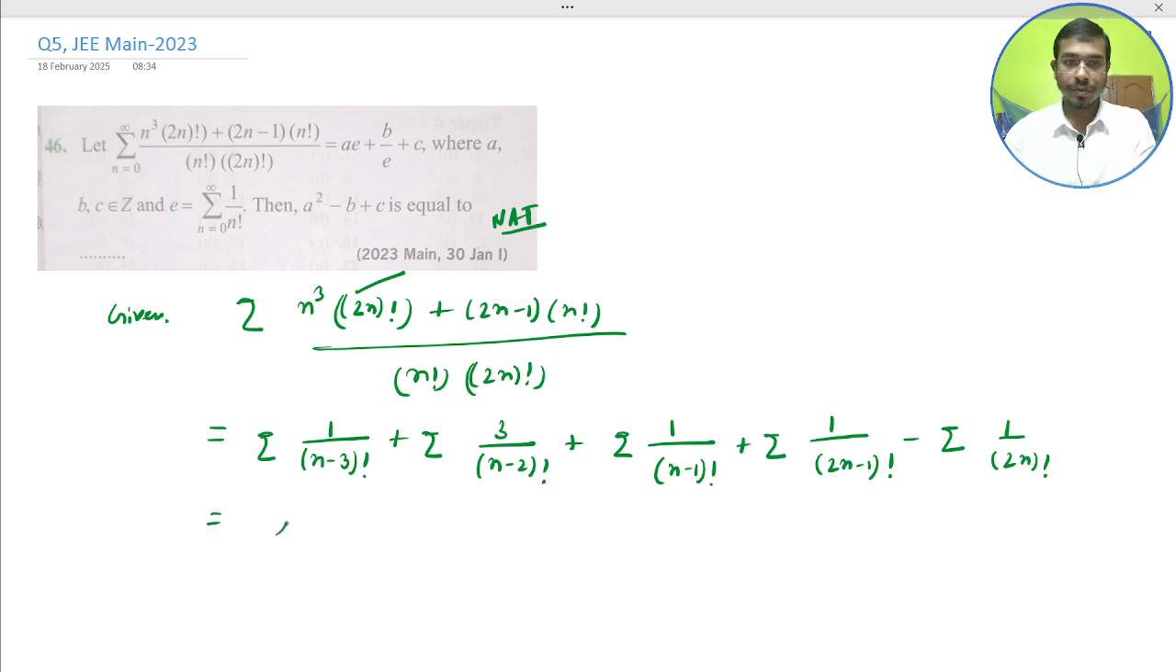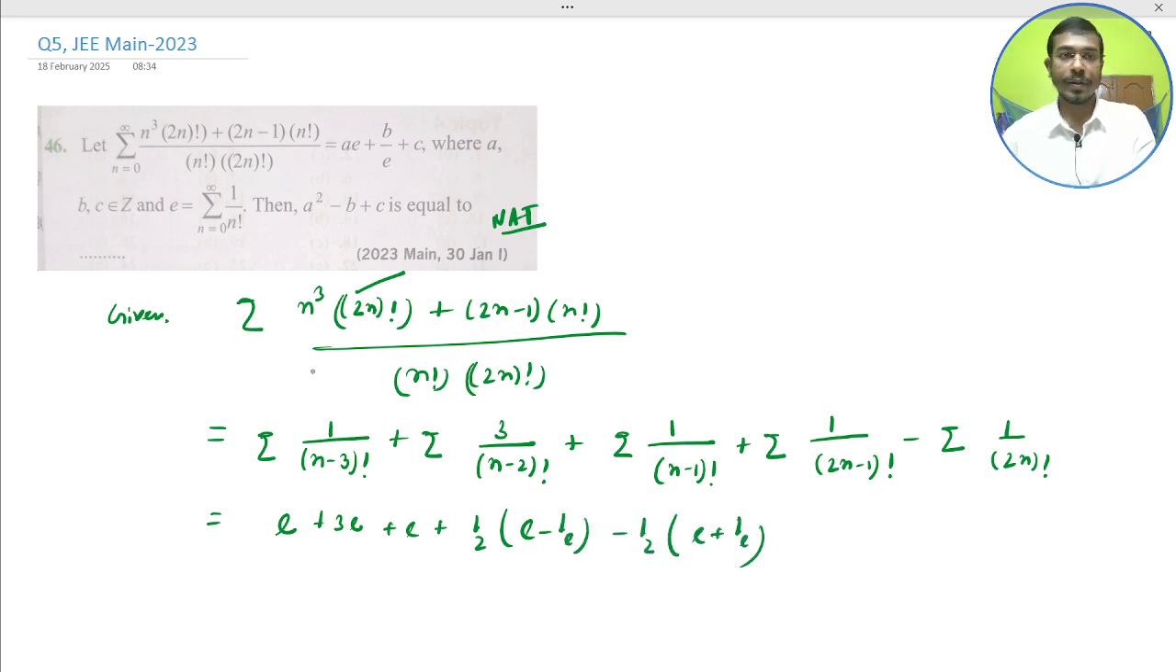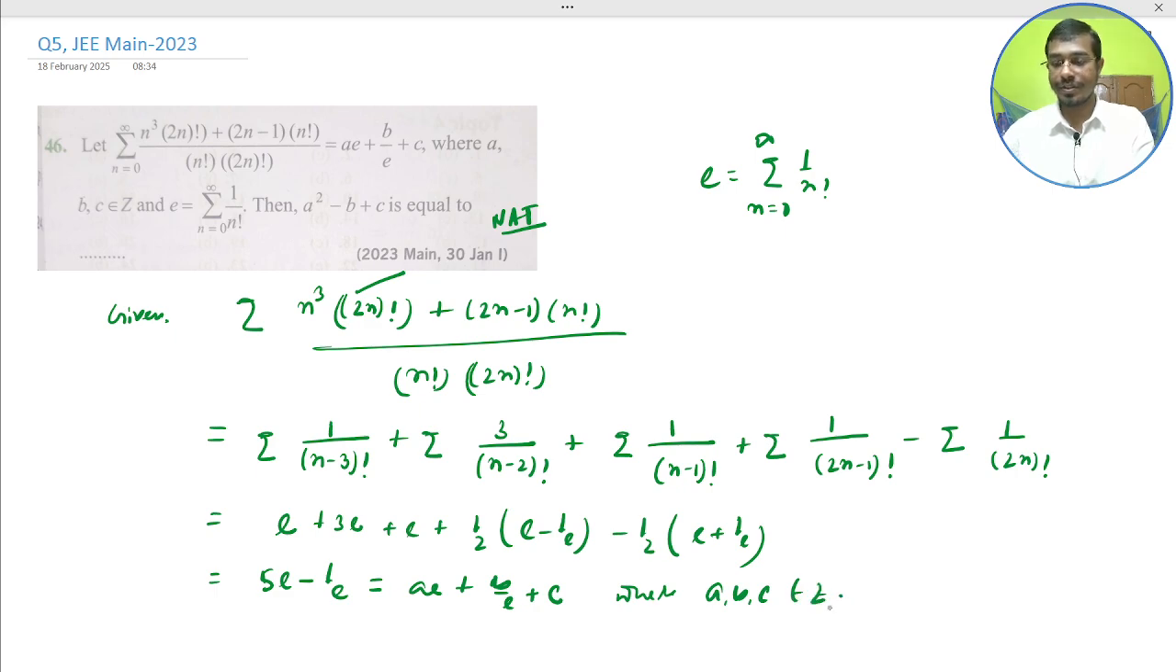So put this value. This would be E. This would be half into (E minus 1 by E). Just calculate E plus 1 by E. By this relation, E is defined as the sum from 0 to infinity of 1 by n factorial. Put all these values and calculate the summation: 5E minus 1 by E. And this is given by the question as AE plus B by E plus C, where A, B and C belong to Z, the set of integers. Compare, just comparing.